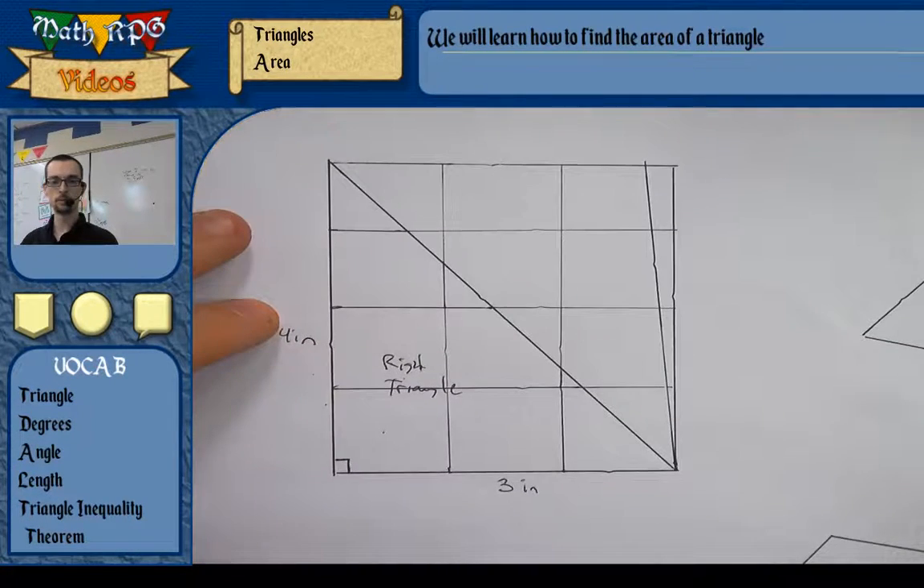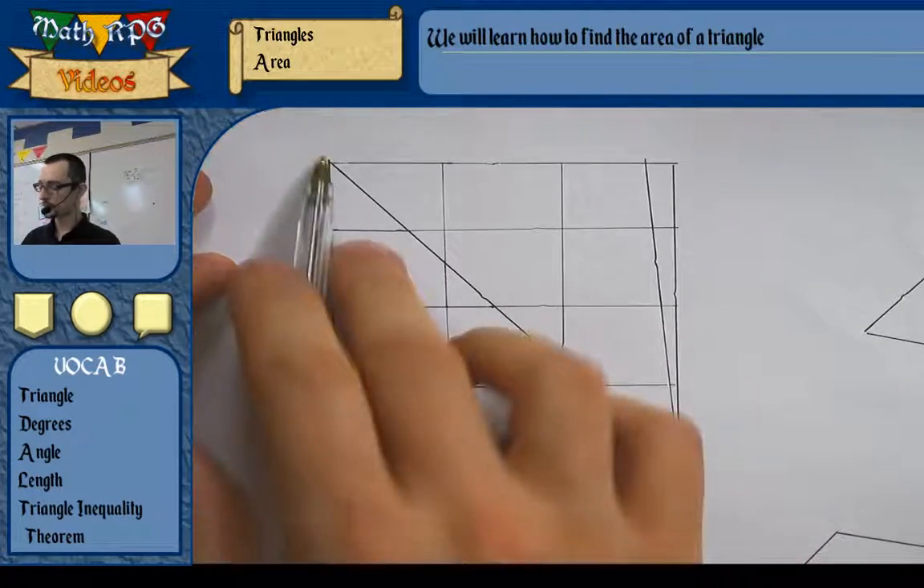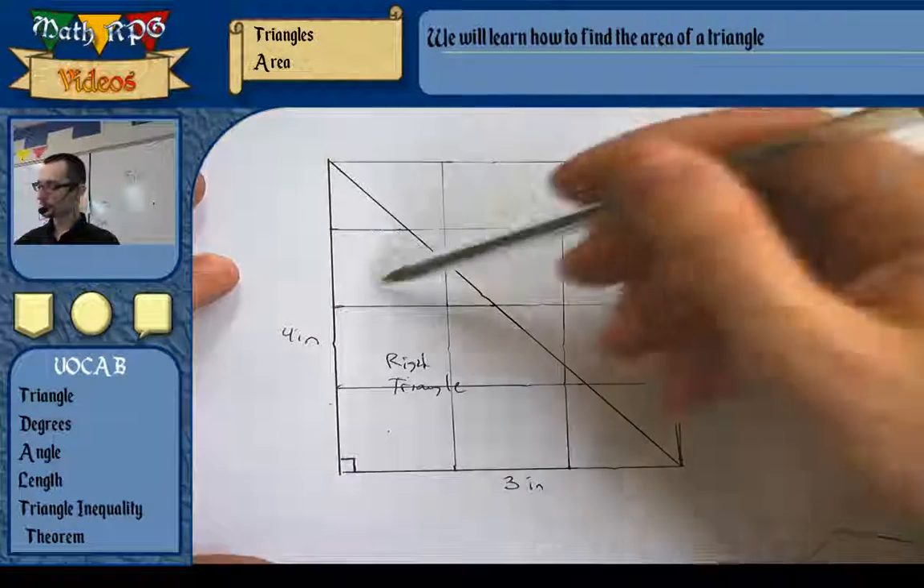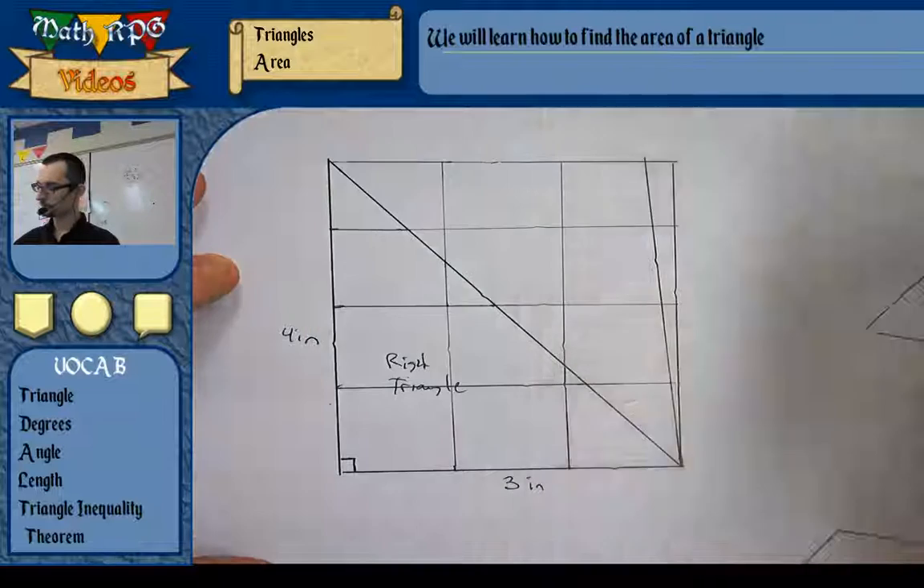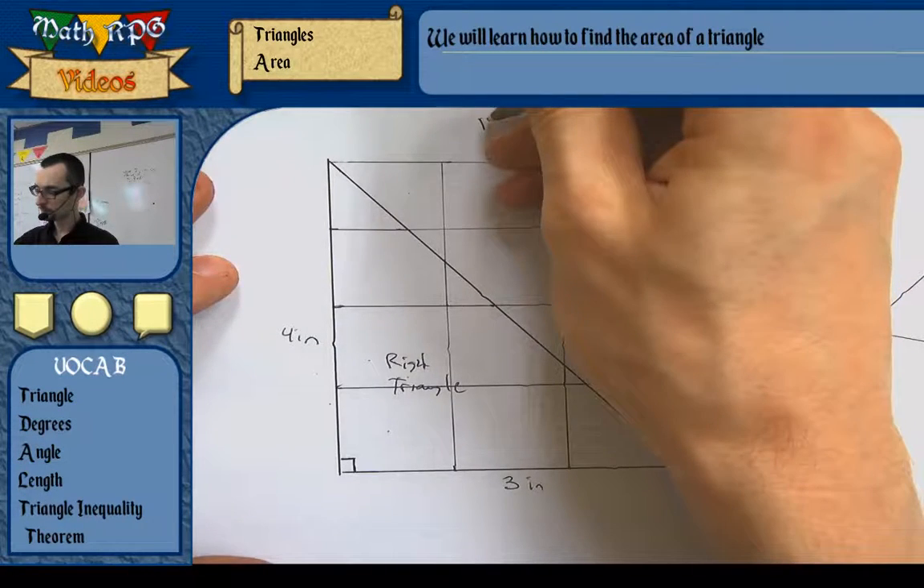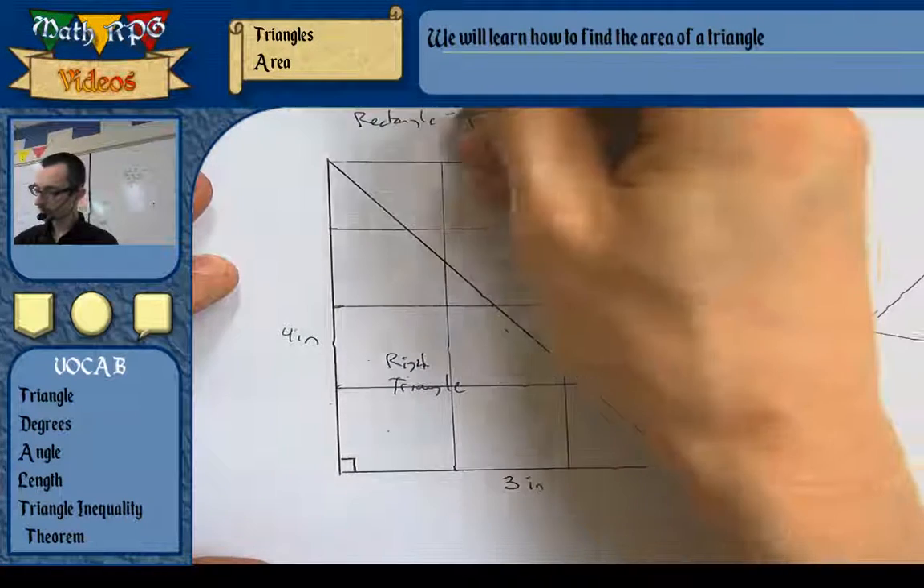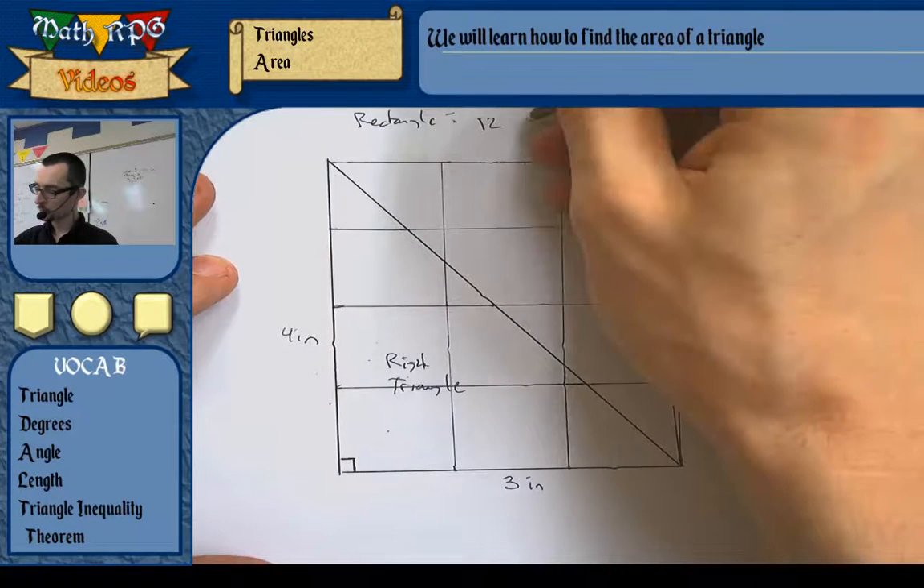So if I measured 4 going this way and 3 going this way, I could count 1, 2, 3, 4, 5, 6, 7, 8, 9, 10, 11, 12. So the rectangle has an area of 12 square inches.